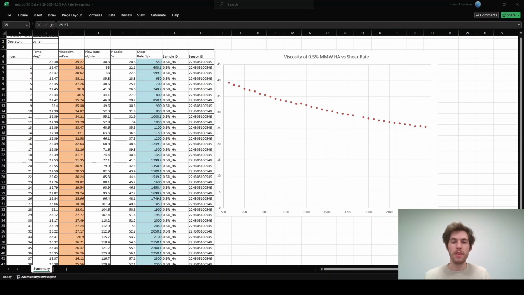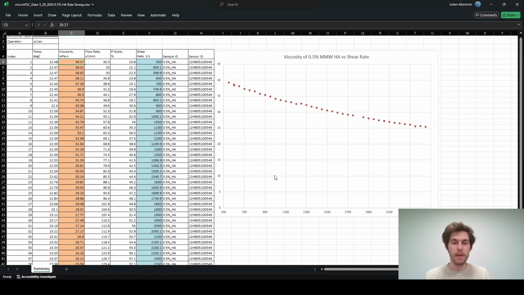So now that we're done measuring our HA sample on both the VROC 2 and microvisc, let's look over the data we collected. Starting with microvisc, I just exported the data from our software into an Excel format so that I could show you guys here. I highlighted in orange our viscosity values, and then in blue our shear rate values. So you can see that I started around 550 inverse seconds of shear rate, and at that lower shear rate our viscosity was around 40.